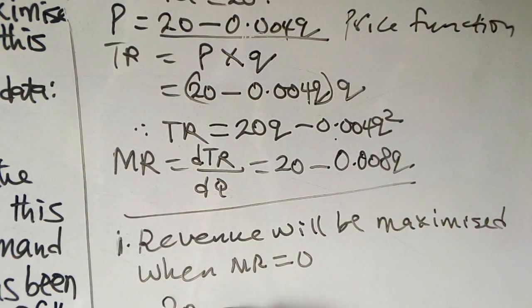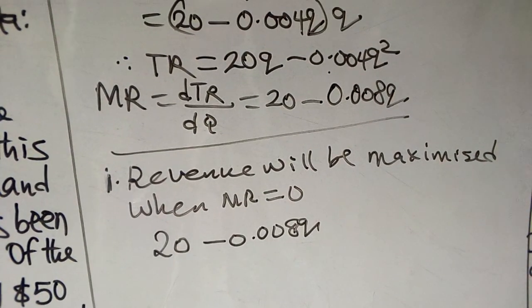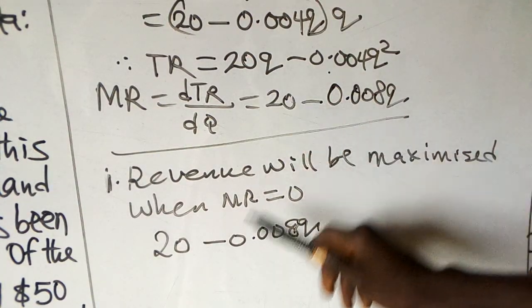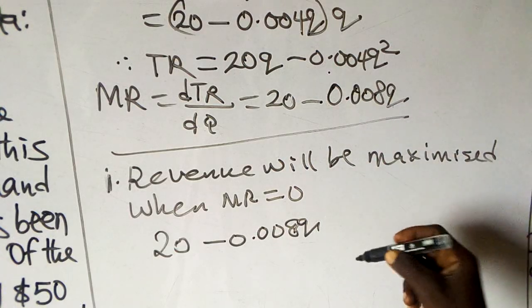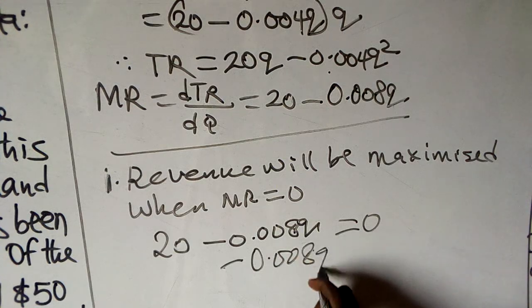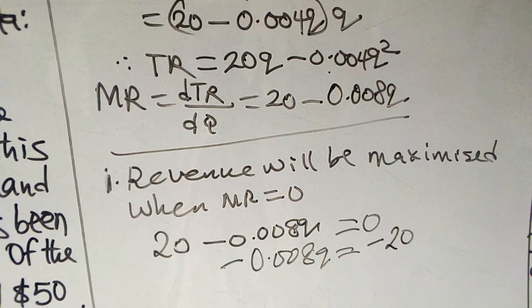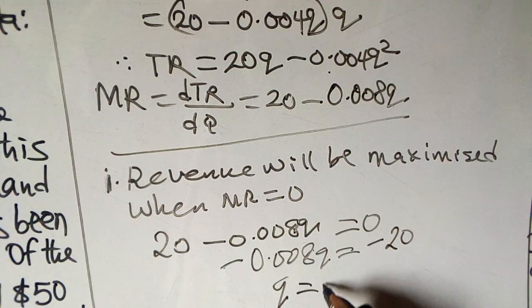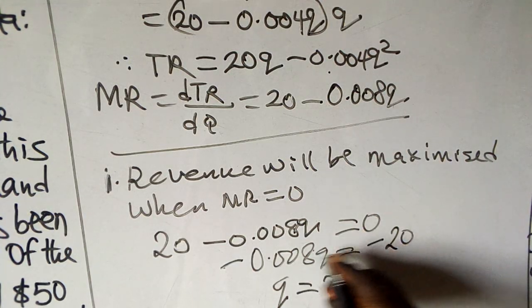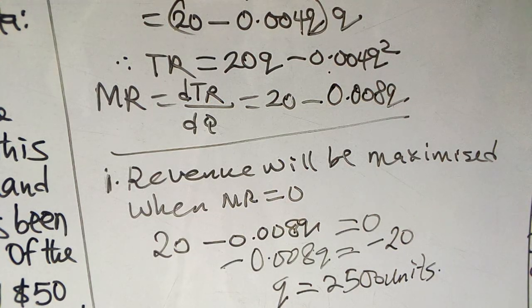Then you have 20 minus 0.008Q equals zero. So solve for Q. You have minus 0.008Q equals zero minus 20, which is minus 20. In order to make Q the subject of the formula, divide both sides by minus 0.008. So the value of Q will be minus 20 divided by minus 0.008, which gives us 2,500 units. That is the quantity that will be sold to maximize revenue.